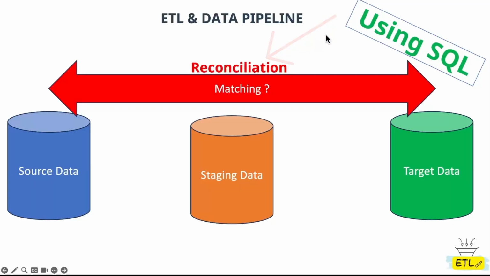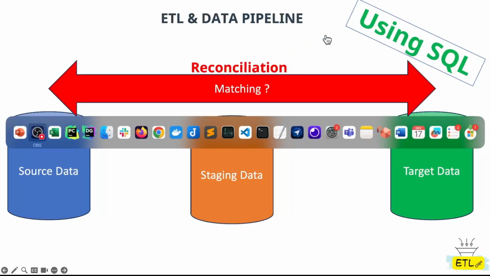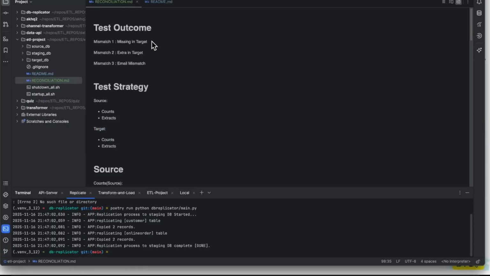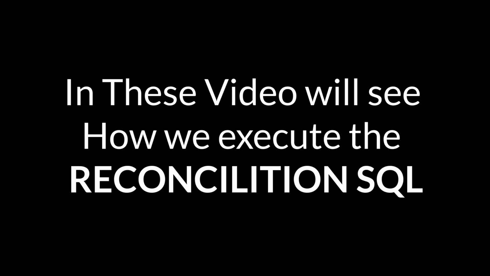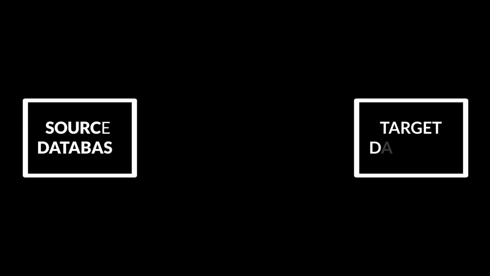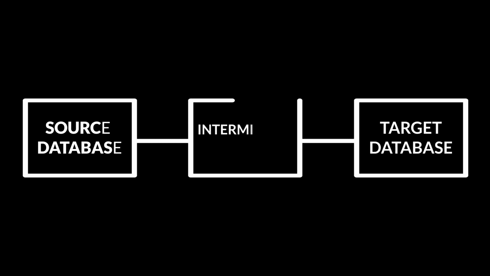In the earlier video, you saw the strategies, basically how we find out the missing in target, extra in target, and the data mismatch. Email is just an example here, but data mismatch. We'll keep it simple. So in this video, we'll see how we execute the reconciliation SQL in the source database, target database, then one intermediary database where we'll run the union of all the mismatches and finally get a result.